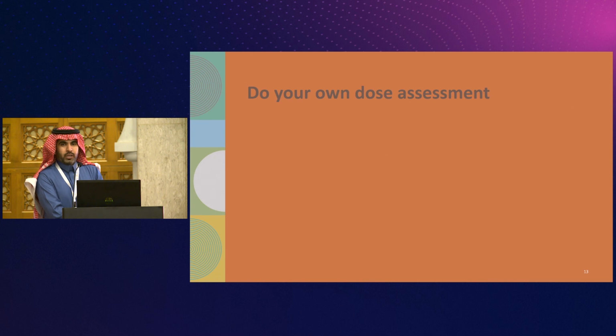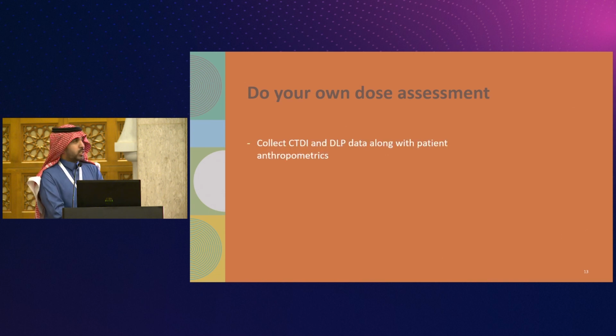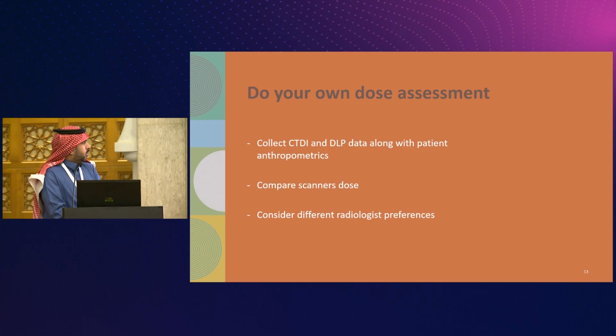Do your own dose assessment. Here are some tips to do your own dose assessment. Collect data. Collect the dose data that you have in the scanner there, CTDI, DLP, along with the patient demographic. Compare scanner dose. You can do a very simple comparison between the scanners. The CTDI in this scan is higher than this scan. So we should do something. Okay? Consider different radiologist preferences. Some seniors want a good image quality. Others are fine with any image, so there's no need to go with high image quality.